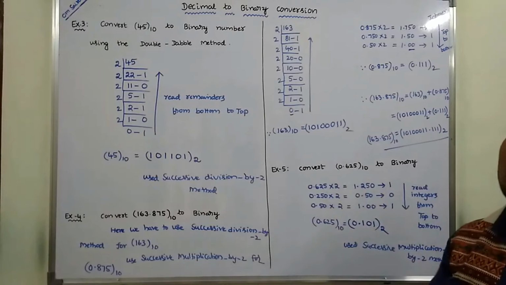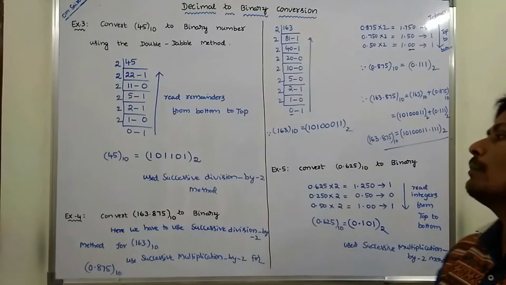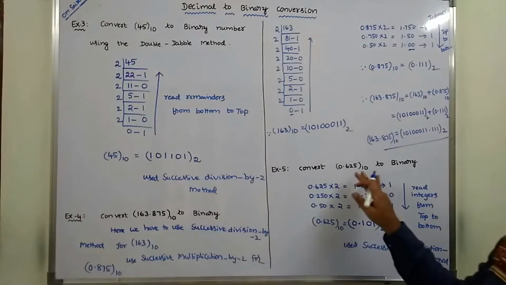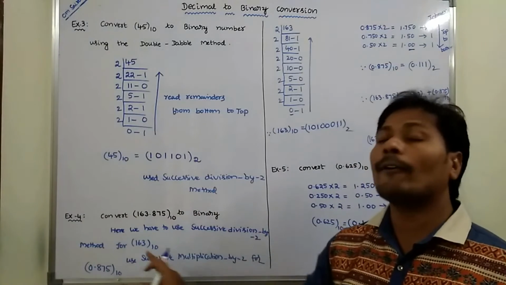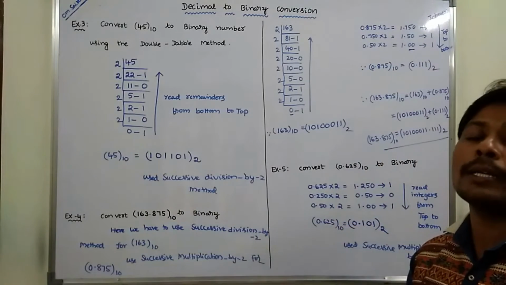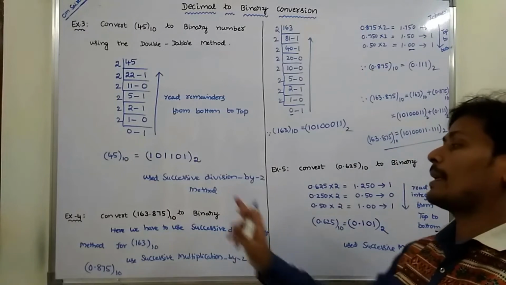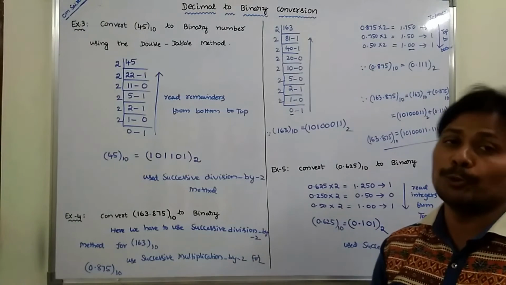So in this way, we have to solve the given decimal integer number into binary integer number by using the successive division by 2 method, and decimal fraction number into binary fraction number by using the successive multiplication by 2 method. So this number is a mixture of integer number and fraction part. At this time, we have to combine both methods, successive division by 2 method and successive multiplication by 2 method.